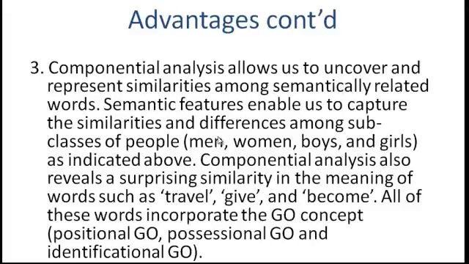And you can also see some similarities between a man and a woman. They are all adults. And some similarities between a boy and a girl. They can be classified as not adults. Okay, so they're minus adults. So the componential analysis allows us to uncover some similarities as well as some differences, okay, between words that are semantically related.